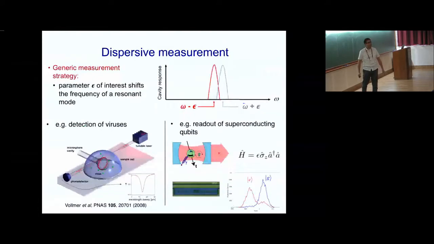Okay, so let's launch into this first story, sensing. I'll start with something that connects to what Michael was already telling us about. It's a very generic kind of measurement strategy, the idea of a dispersive measurement. You have some resonant electromagnetic system, and some parameter you're interested in, and this parameter sets the frequency of one of your resonances. Depending on this parameter epsilon, the resonance is shifted either to the red or to the blue in terms of frequency. If you can actually see that frequency shift, you can estimate this parameter.